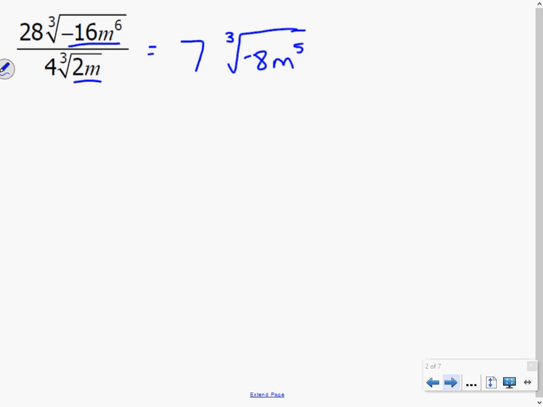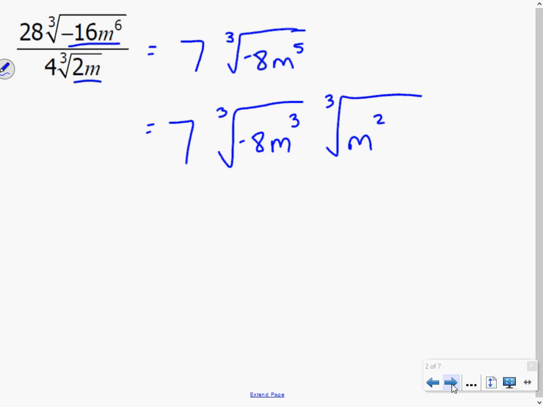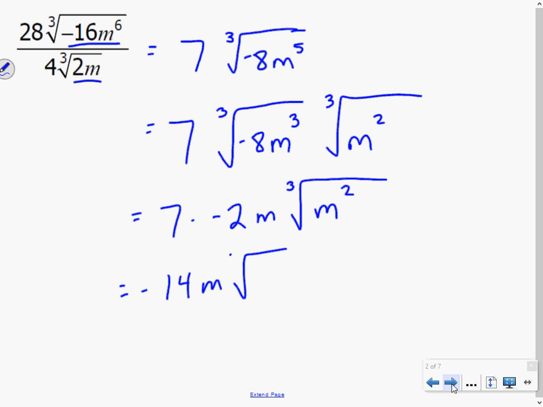And now we just got to break that cube root down. So let's see. To deal with a negative 8, we can actually take the cube root of that. So that'll go over here. And then for m to the 5th, we're going to break it into m cubed and m squared. So this really is 7 times negative 2m times the cube root of m squared. So we're going to get negative 14m cube root m squared.